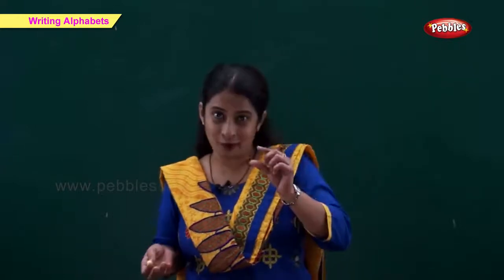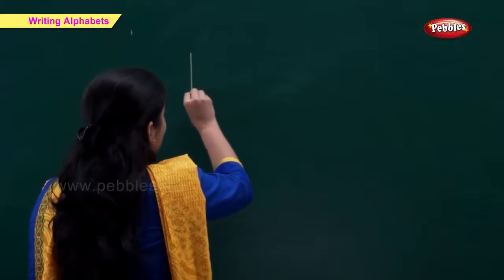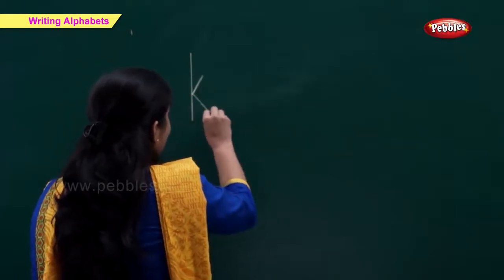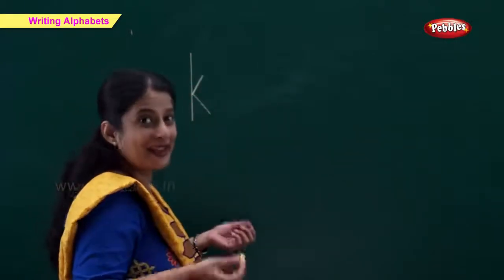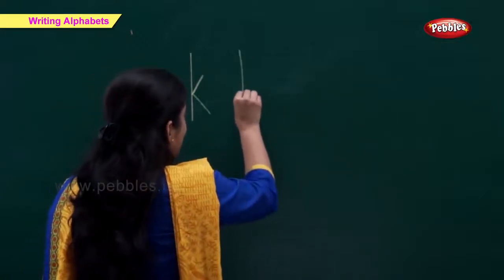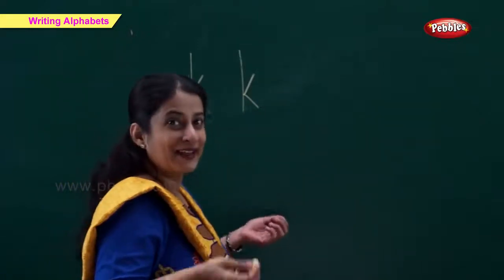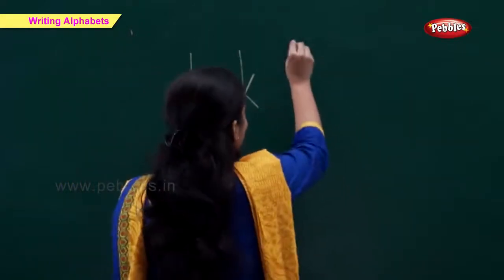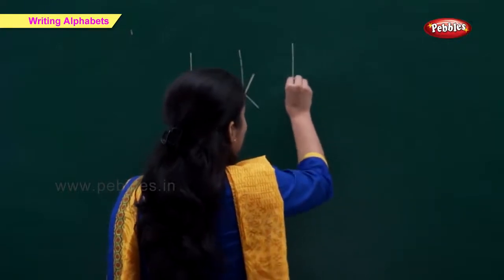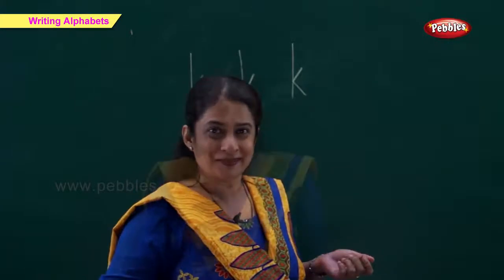Now we will write K. Small k. A standing line with two crossed lines makes a small k.